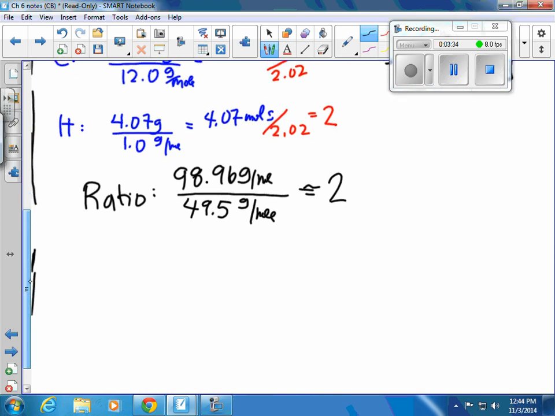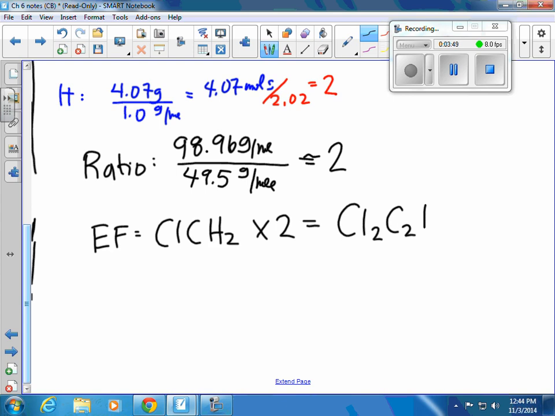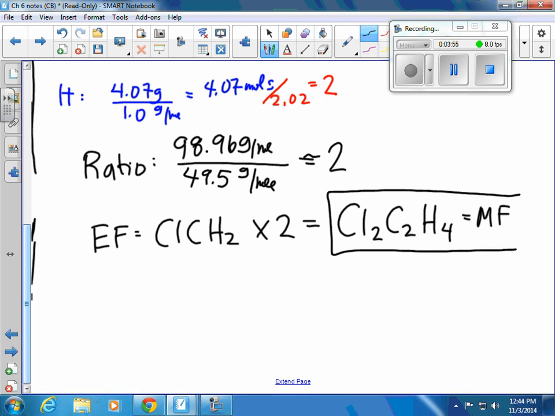So the empirical formula and the molecular formula are not the same. My empirical formula was ClCH2. I need to multiply that by 2. So I'm going to get Cl2, 2 carbon, and 4 hydrogen, and this is going to equal my molecular formula. Okay, so that is it.